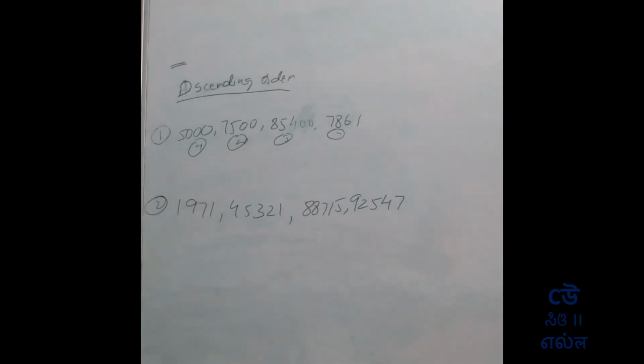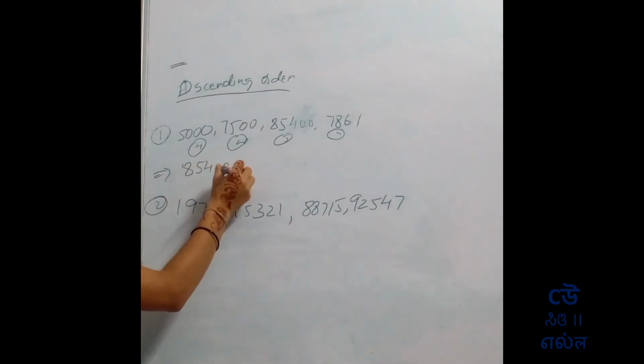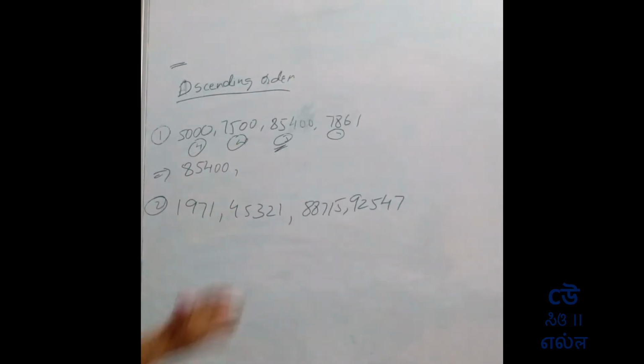So descending is what? Arrangement of numbers from bigger number to smaller number. So which is the bigger number among these 4? 4, 4, 5, 4. 5 is the biggest number. So write that number as first. So this is done. The remaining is what? The 3 numbers, that is 4, 4, 4.